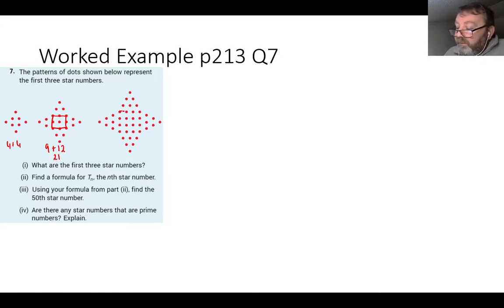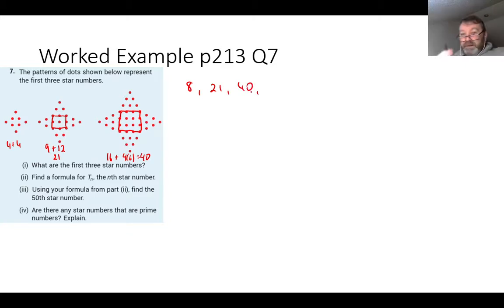And then here I've got a 4 by 4 square in the middle, so that's 16. And then I've got 4 triangles of 6 each, so that gives me 40. So the first 3 star numbers are 8, 21 and 40.